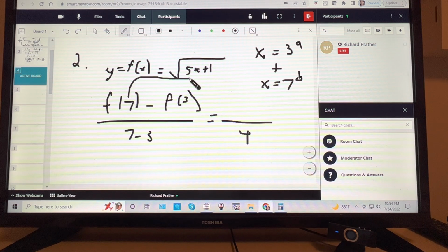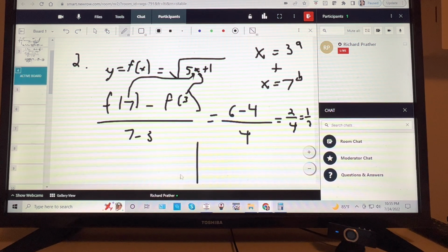Plug a 7 in here. 7 times 5 is 35 plus 1 is 36. The square root of 36 is 6. 5 times 3 is 15, plus 1 is 16. The square root of 16 is 4. So 6 minus 4 is 2, and 2 divided by 4 is a half.